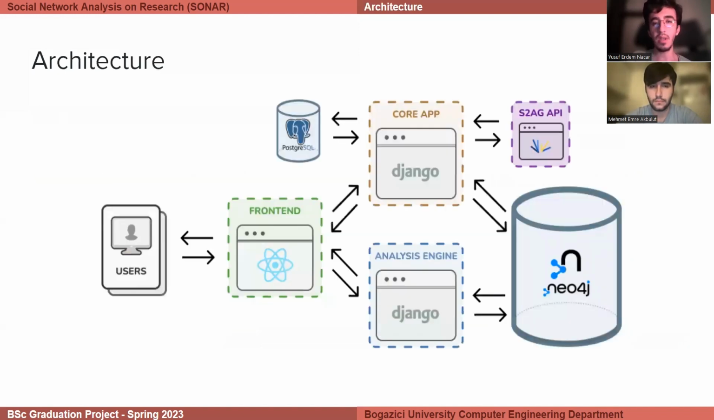And in terms of architecture, we have a core application that provides an API that allows users to search for articles or authors through the Semantic Scholar Academic Graph API, create graphs from these entities selected, and store these graphs in the graph database. And we have an analysis component that analyzes the graphs stored in the graph database and calculates graph metrics. And finally, we have a web application user interface.